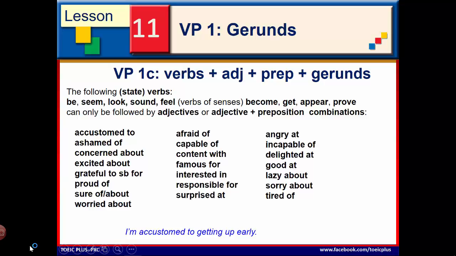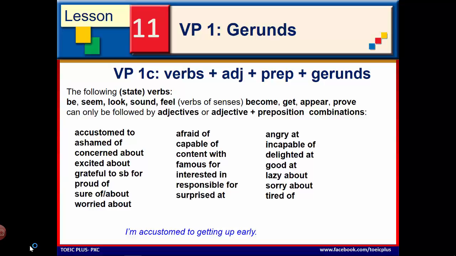Và xong, I'm accustomed to getting up early. Accustomed to có nghĩa là quen với việc gì. Okay. So I'm accustomed to getting up early. What are you accustomed to? I'm accustomed to sleeping late. Staying up late.